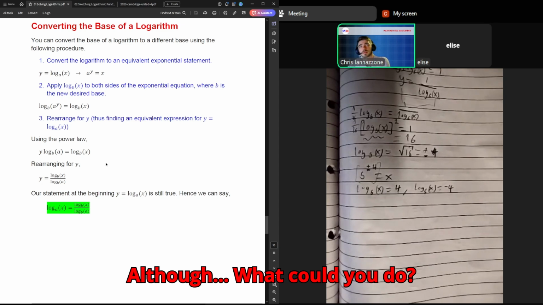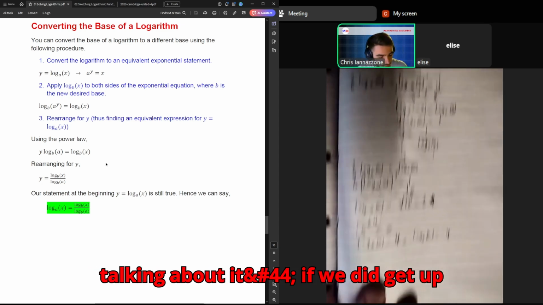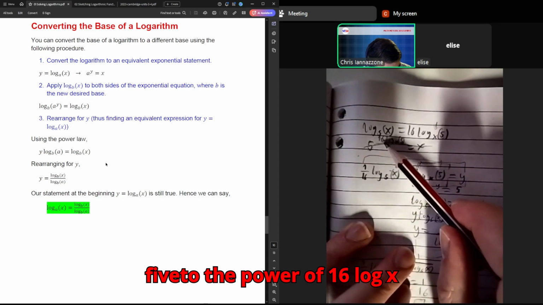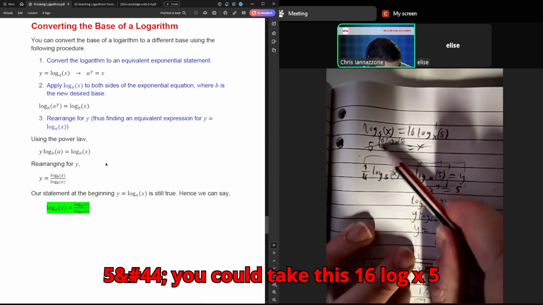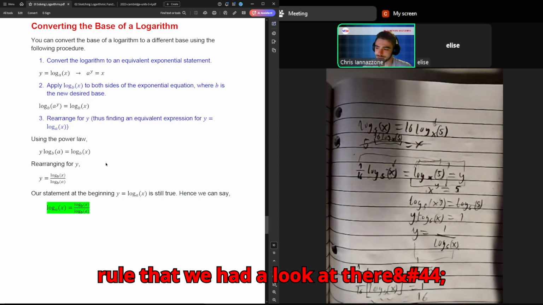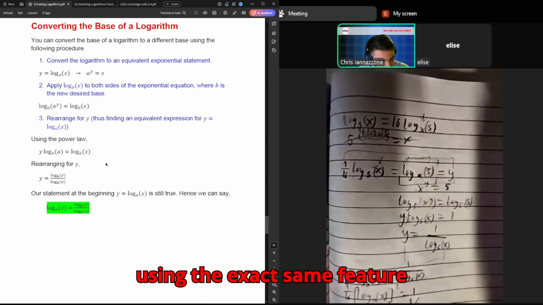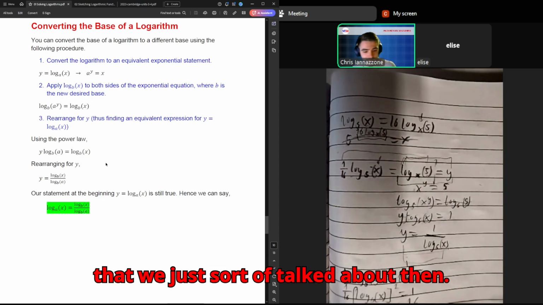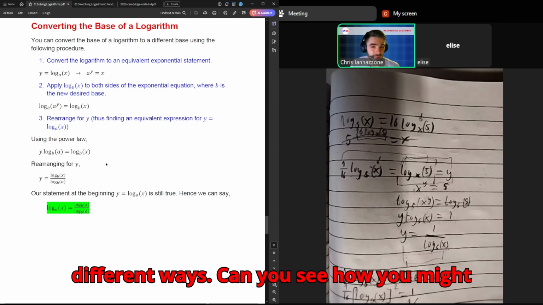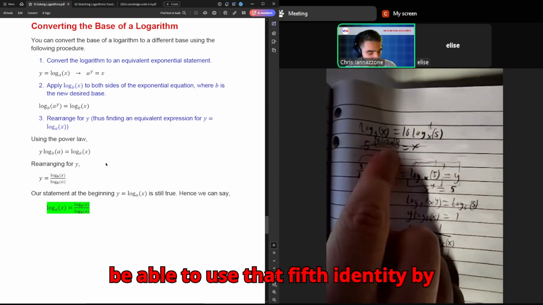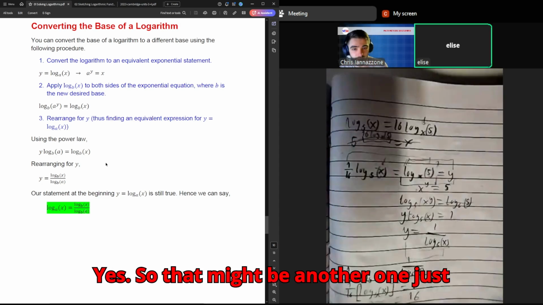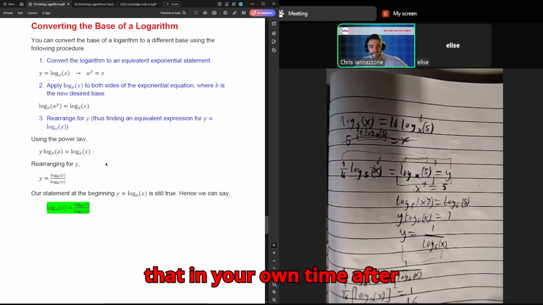Although, what could you do? Well, now that we're kind of talking about it, if we did get up here, or you had 5 to the power of 16 log x of 5, you could take this 16 log x of 5 and convert it to a new base of 5, and then technically you could use the rule that we had a look at there, using the exact same feature that we just sort of talked about. So all that goes to say is that you can solve things in a lot of different ways. Can you see how you might be able to use that fifth identity by converting the base of this logarithm? Yeah. So that might be another one just for funsies if you want to do that in your own time after the call.